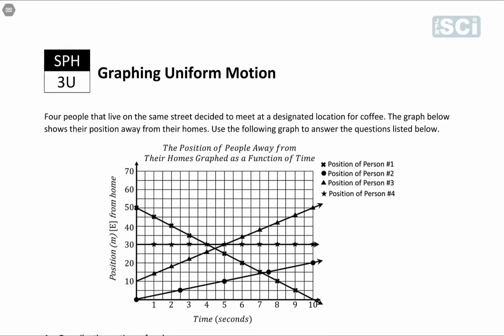Hey Royals, in this lesson we're going to look at how to graph uniform motion. Now uniform means that the motion doesn't change.